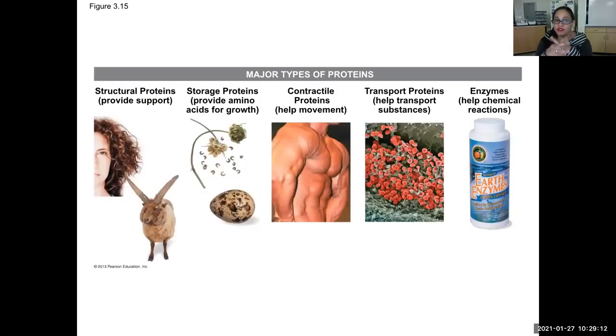Major types of proteins, you have structural proteins, storage proteins, contractile proteins, which are actual muscles to help move us, transport proteins, and then your enzymes. So there are a lot of different classes of proteins that are vital for life.